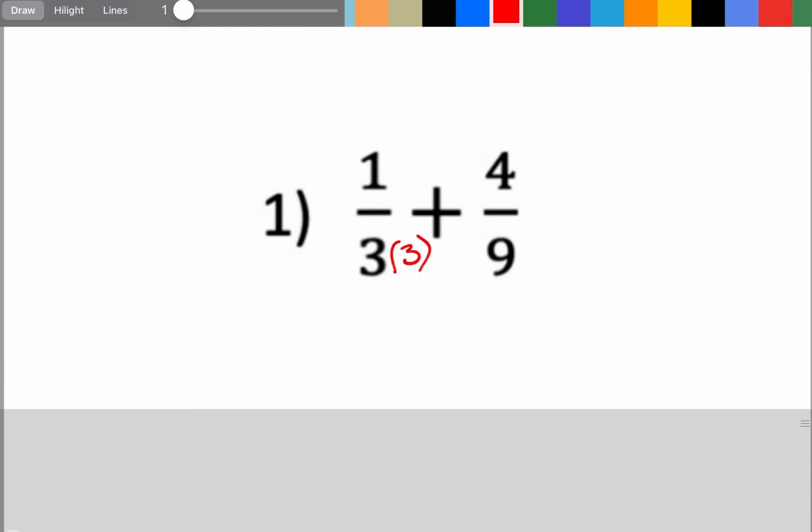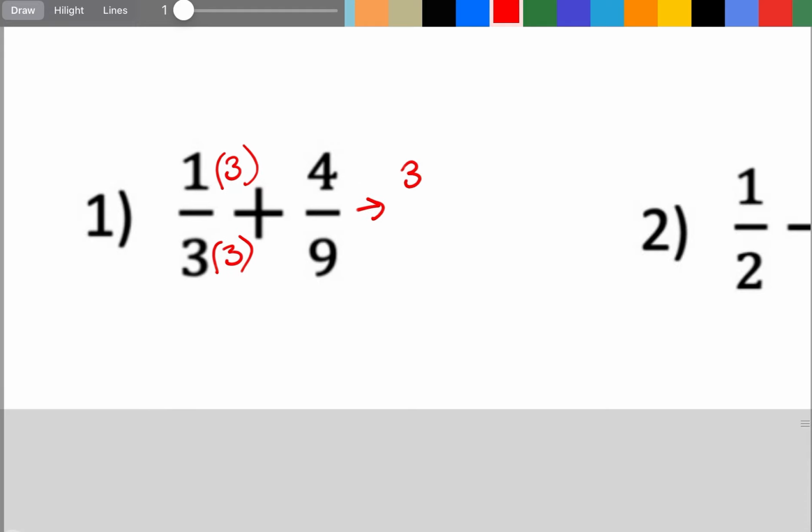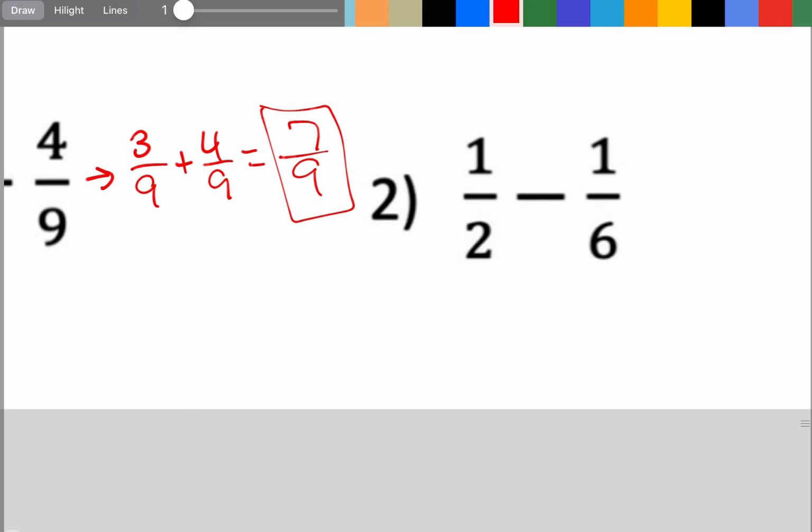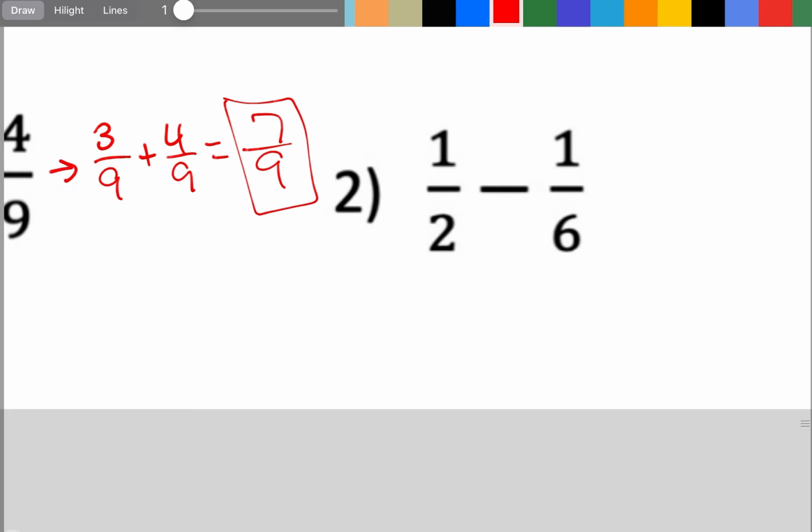If I multiply 3 times 3, I'll get 9. What you do to the bottom, got to do to the top. The new problem becomes 3 over 9 plus 4 over 9. Because denominators are the same, we just do 3 plus 4, which is 7. Feel free to pause, rewind the video to get some more clarity, and ask questions in class.